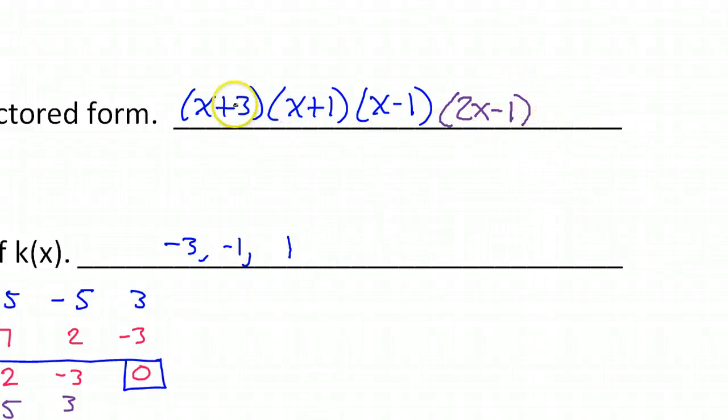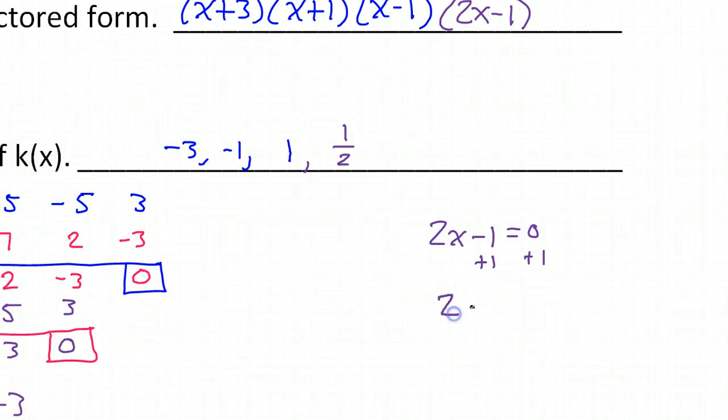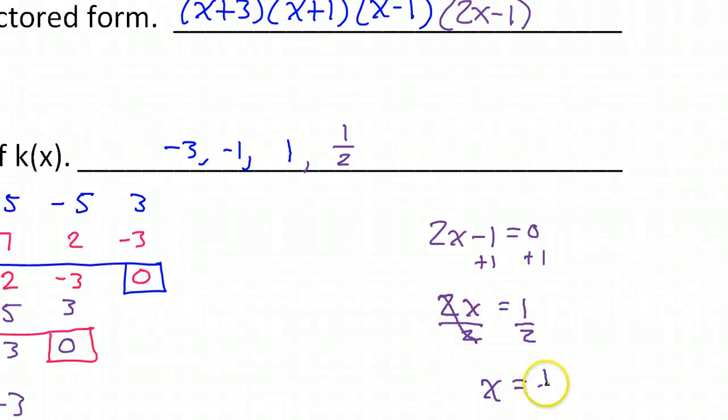So we're not going to add another x plus 3. We're just going to add the 2x minus 1. And that, of course, will give us our last 0 of 1/2. And again, I'm really getting that by doing 2x minus 1 equals 0, and I'm adding 1 to both sides. So that'll give me 2x equals 1. If I divide by 2, I get x equals 1/2.